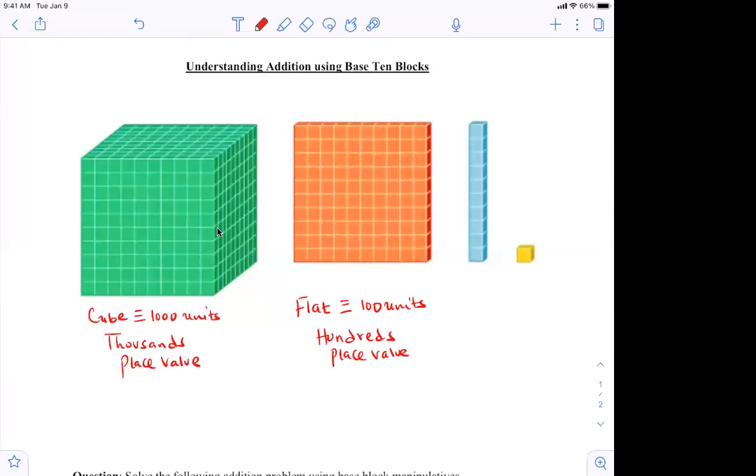The blue block is known as a long, which is equivalent to 10 single units. And this represents tens place value. And our smallest block, the yellow block, is the single unit, which is equivalent to 1, and this represents ones place value.